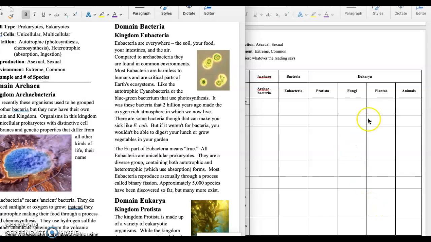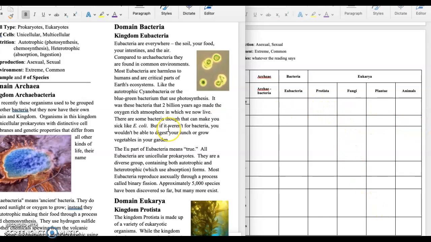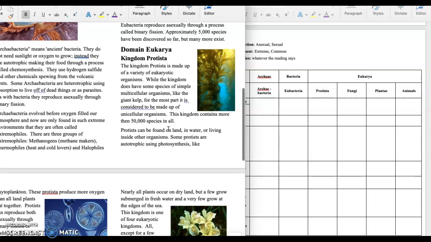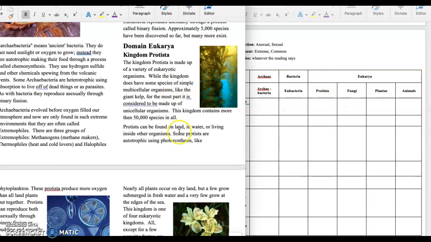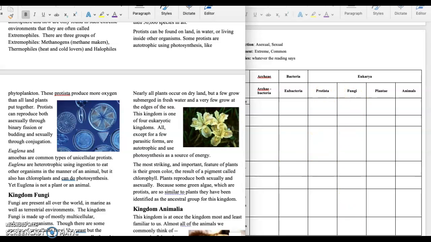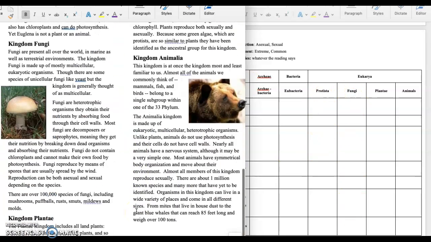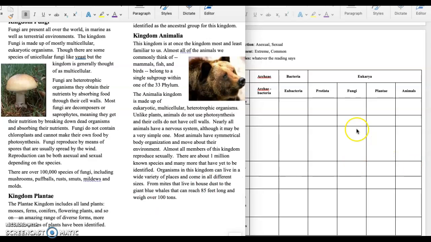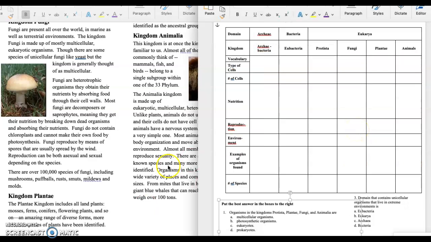Then eukarya, this is where we have the most fun. There's more interesting species here. We've got kingdom Protista. So read about Protista. That starts there and ends there. Then kingdom fungi, kingdom plantae, and kingdom animalia. So go ahead and fill all of those in using this.